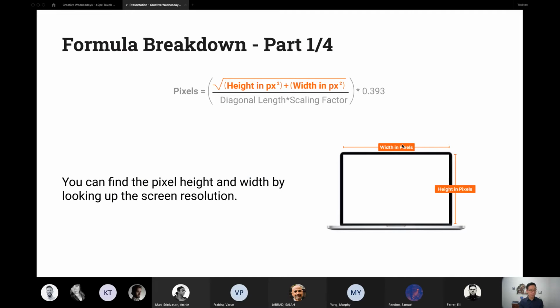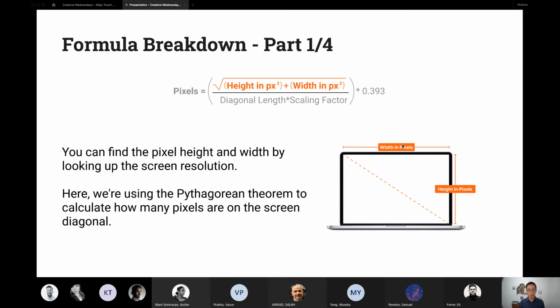So breaking this up, first of all, we're going to take the numerator of that fraction: the height in pixels squared plus the width in pixels squared, square root. How do you find the width in pixels and the height in pixels? You can go to the manufacturer's website to determine how many pixels there are. You can look at other third-party websites and apps that tell you the resolution for this device. And that's all you need, if you have the resolution, which is the height and the width in pixels.